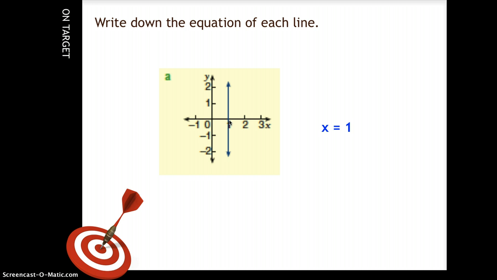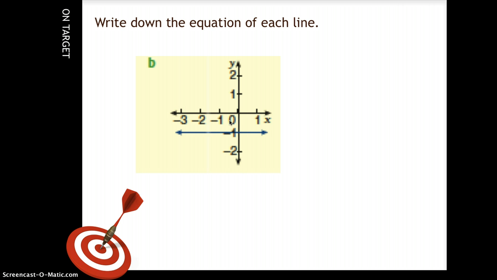Let's look at another one. Here's a different line. This time the line is a horizontal line parallel to the x-axis. That means the equation will start with y equals. But what value? This line is at -1. So the equation for this line is y = -1.